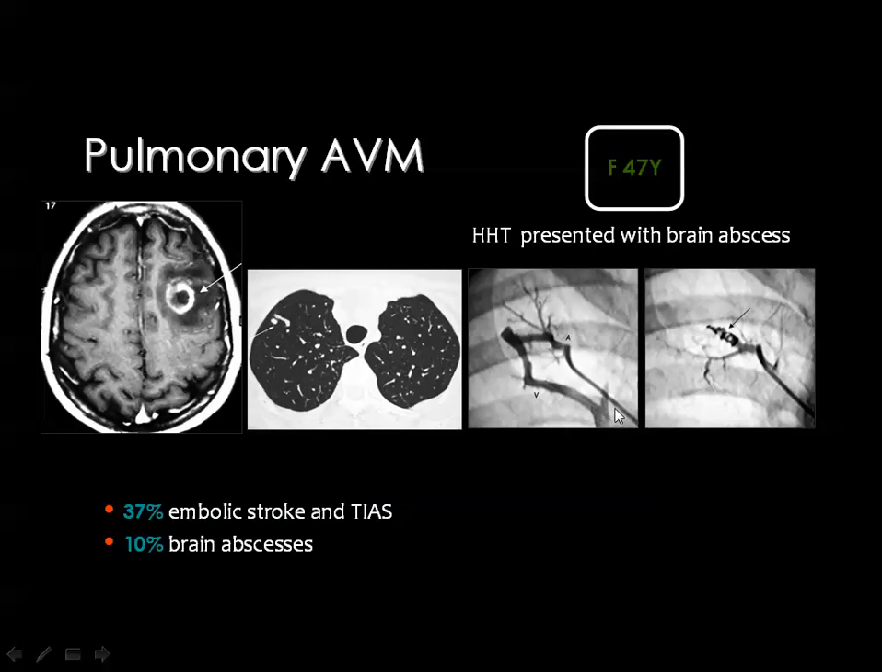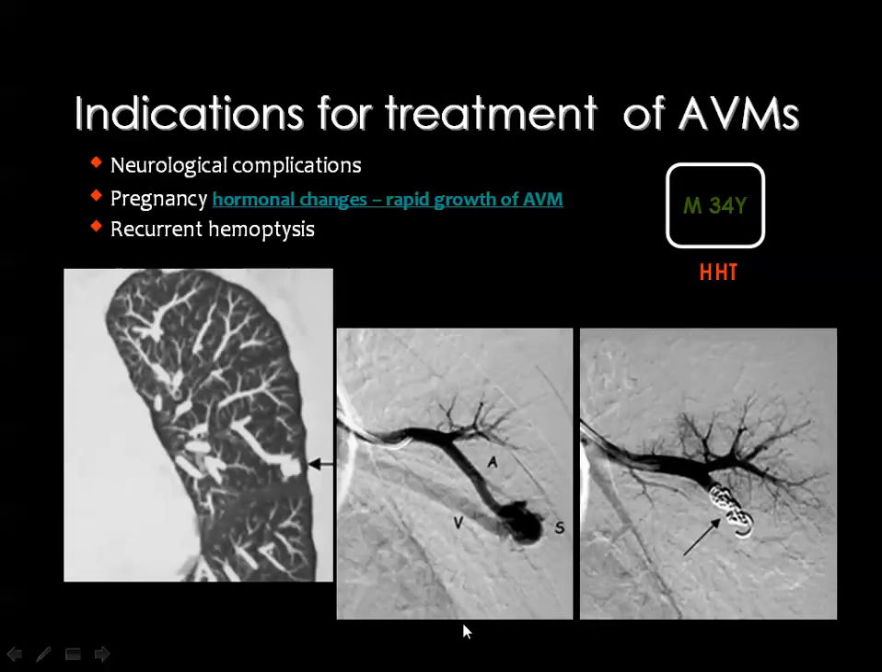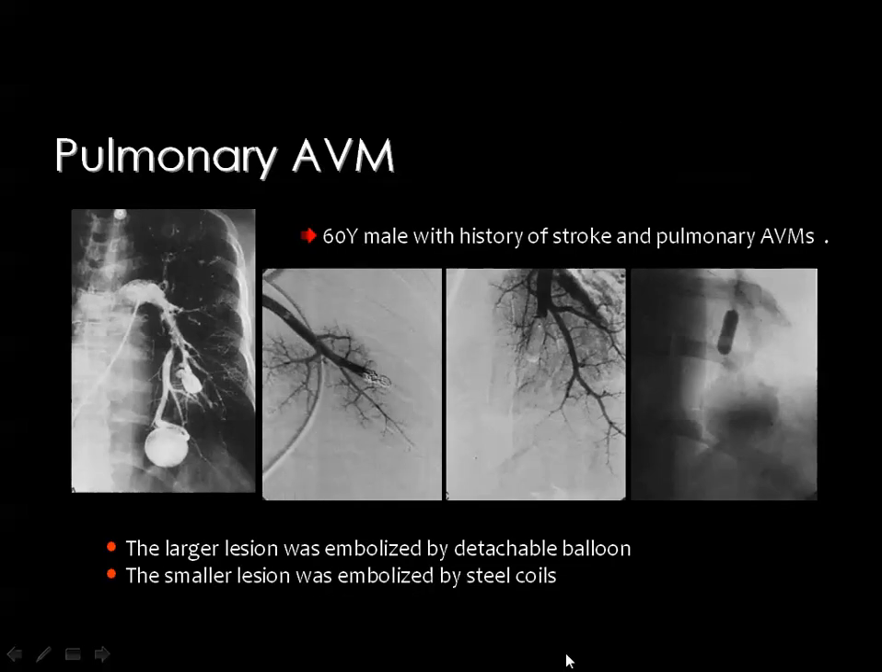This is the pre-embolization angiogram. This is the feeding artery, and this is the AVM, and this is the vein. Then after occlusion, you can see no flow through the vascular malformation. Also here you can see a small arteriovenous malformation in this CT scan, and this is the angiogram showing the feeding artery, the AVM, and the draining vein, and this is the occlusion of the feeding artery by steel coils.